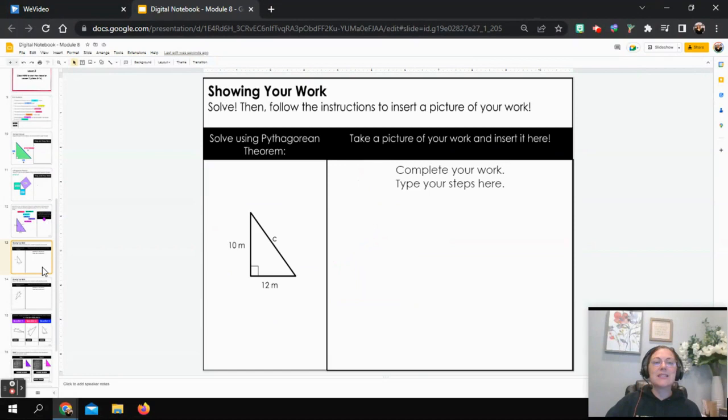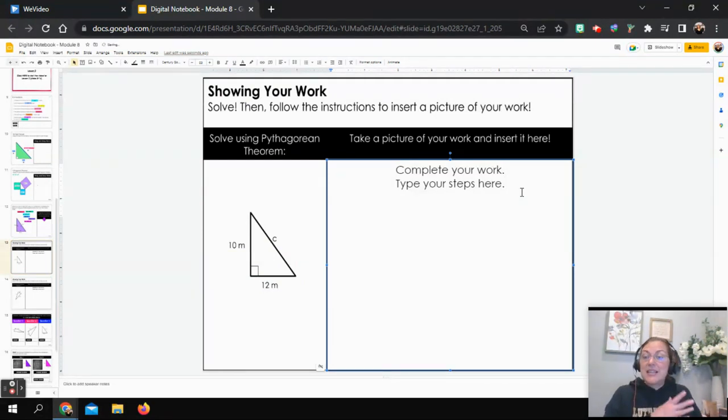We're going to go on to slide number 13. On slide number 13, we're going to set up to find our missing side, c. So I'm going to type my steps here. I notice that the legs are 10 and 12. So I know A is going to be 10 and B is going to be 12, and I don't know what C is. Okay, but let's put them in our Pythagorean theorem.